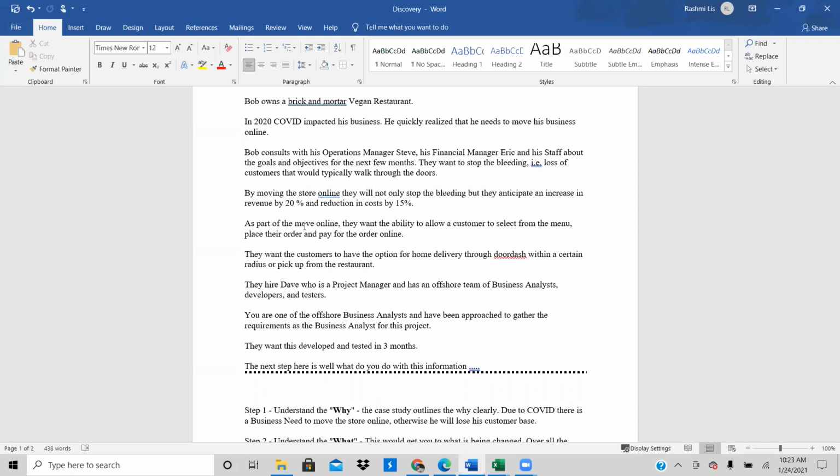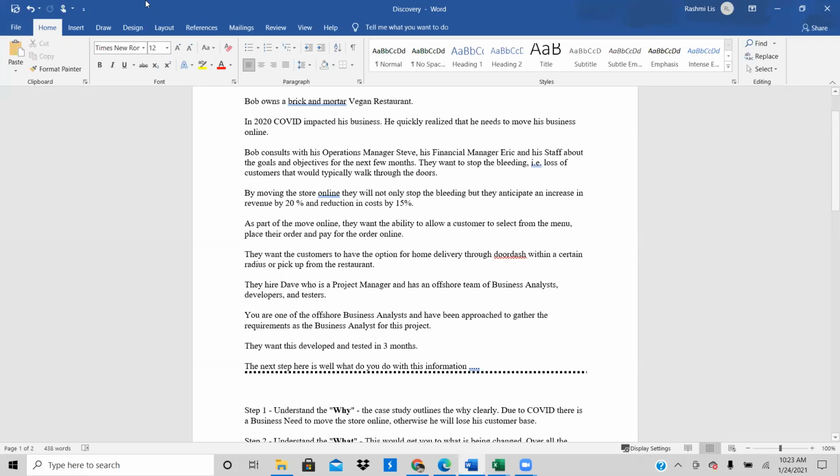Absolutely, yeah. So over here, the customer wants an online service, or we can say an app, from where people can order food. Also, they should have the option to pick it up from their restaurant, or they can use the DoorDash service. And also they should be able to do the payment online. I think, according to me, these are the requirements. Thank you. Awesome. Yeah, that's correct.